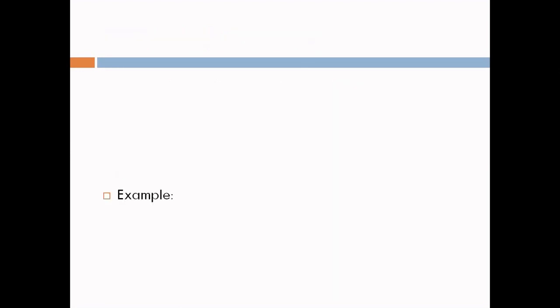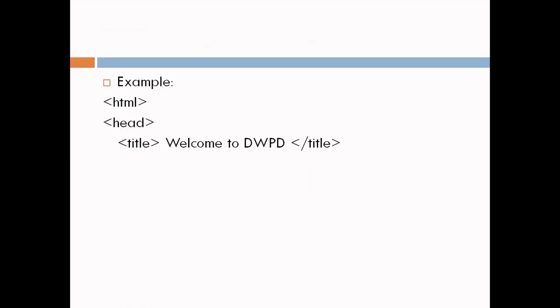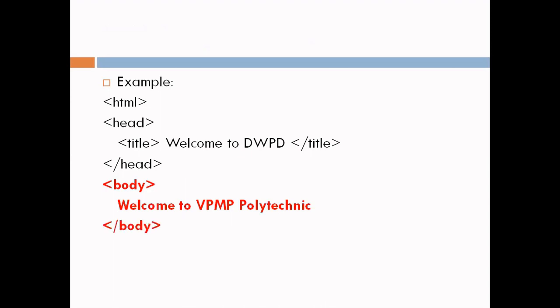Example is HTML, then head, then title, welcome to DWPD, plus closing tag of title, then closing tag of head, then body tag. Then I have written welcome to VPMB Polytechnic. So that is my text, which will be displayed in a web page. Then closing body tag, then closing HTML tag.